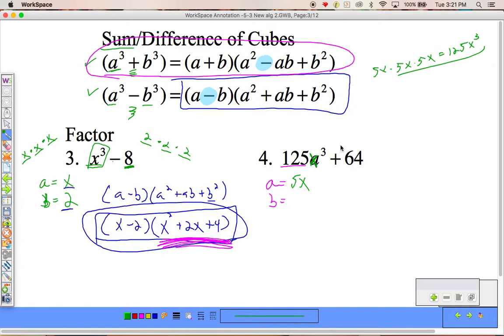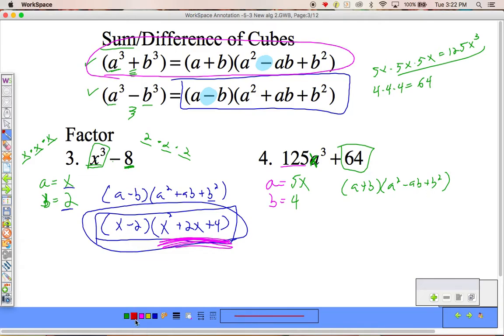Now 64, what number cubed, what number times itself is 64? With a little thought, I hope we get 4, because 4 times 4 times 4 is 64. Plus sign between it, so I'm going to go to the top formula: a plus b, a squared minus ab plus b squared.